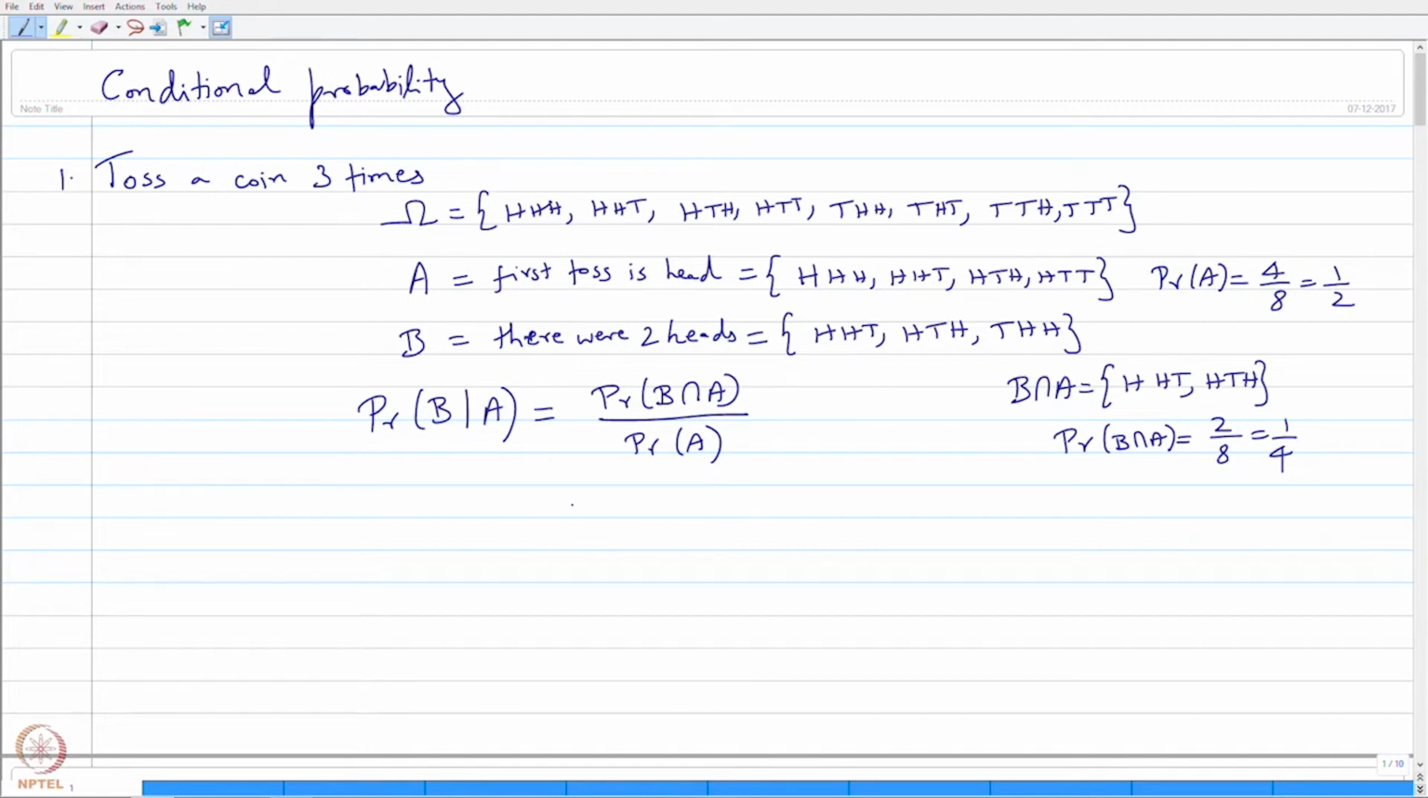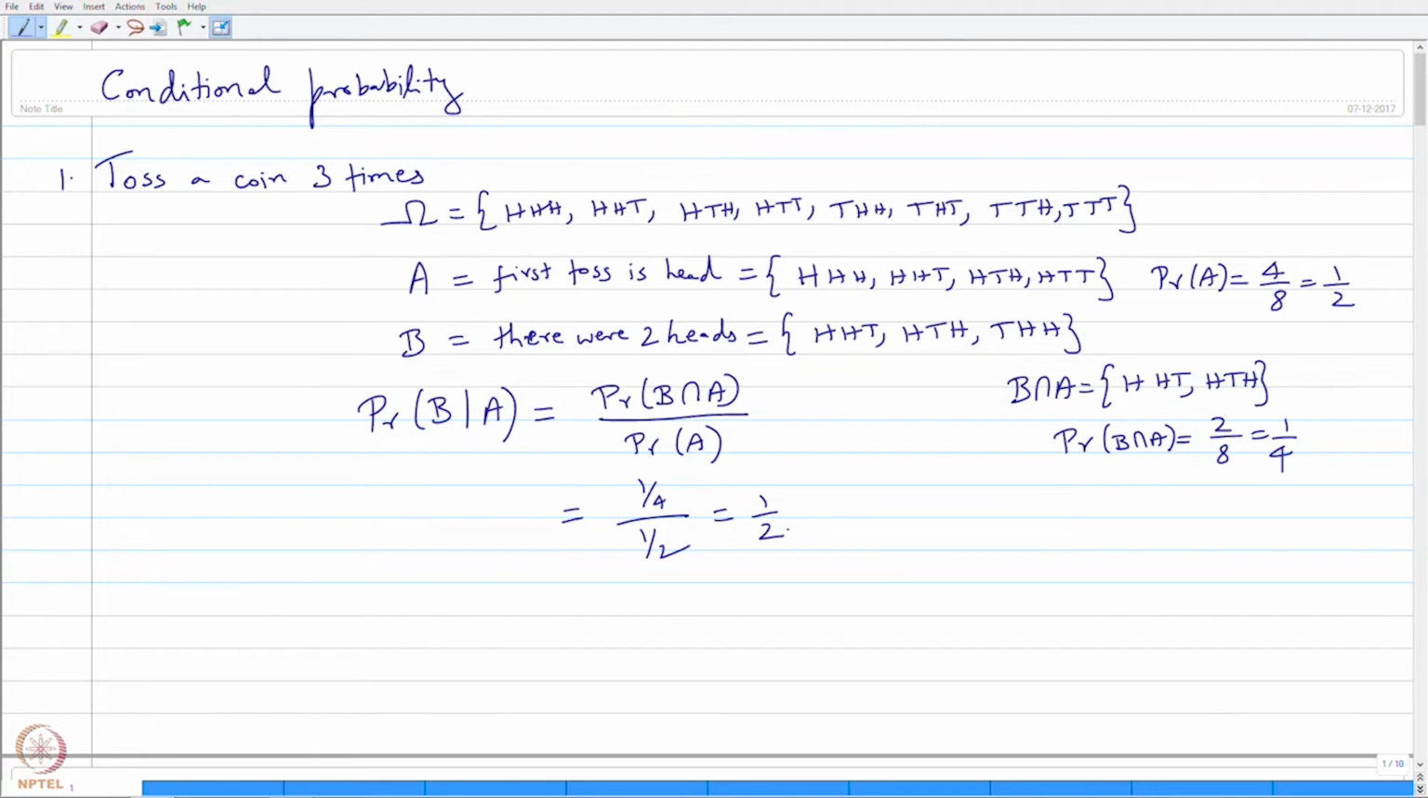So, this conditional probability becomes 1 by 4 divided by 1 by 2, which is 1 by 2. So, the probability that there will be two heads given that the first toss is head is actually half. There are various other ways of doing this, but this is one way of computing the conditional probability. Hopefully this example was simple enough.